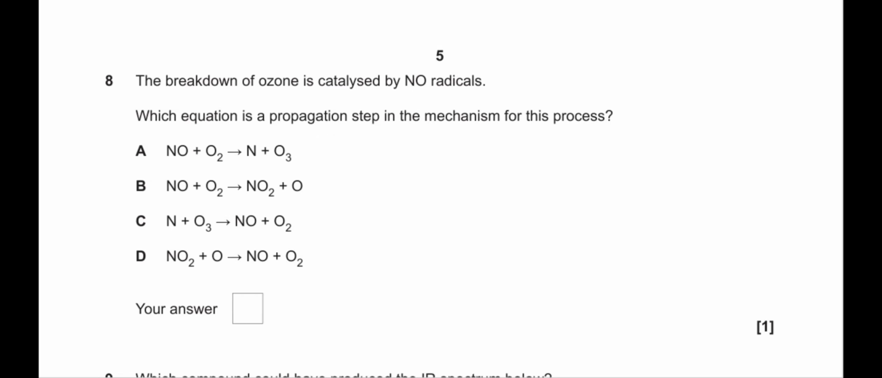Question 8. The breakdown of ozone is catalyzed by NO radicals. Which equation is a propagation step in the mechanism for this process? Let us start from the initiation steps to reconstruct what reactions happen. Firstly, the standard oxygen molecules in the atmosphere are split into free oxygen atoms in presence of UV light. So let's write O2 in the atmosphere splits into free oxygen atoms in presence of UV light.